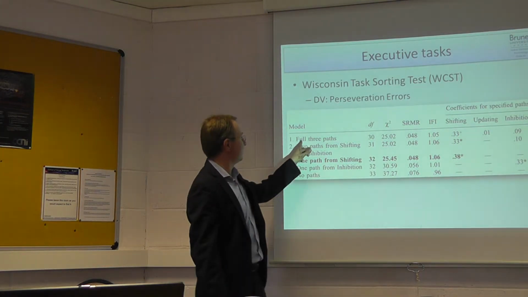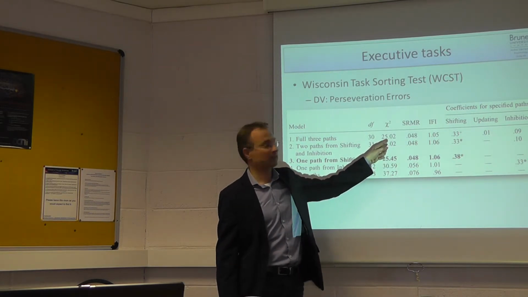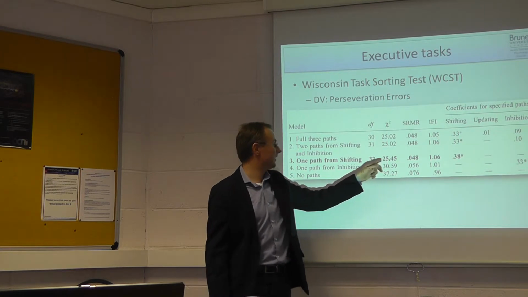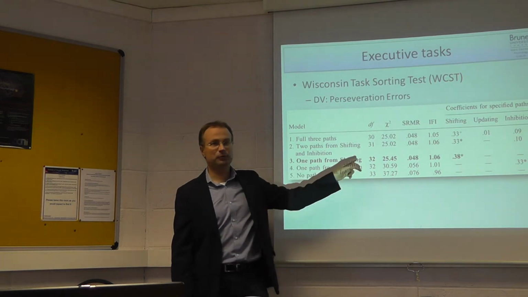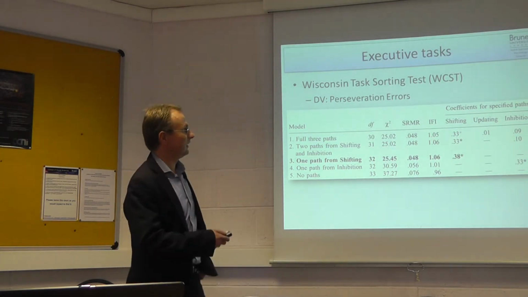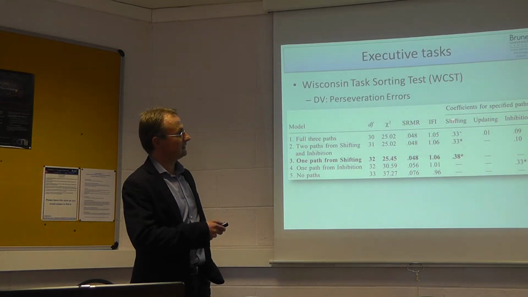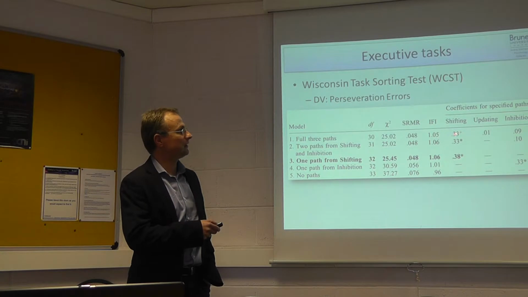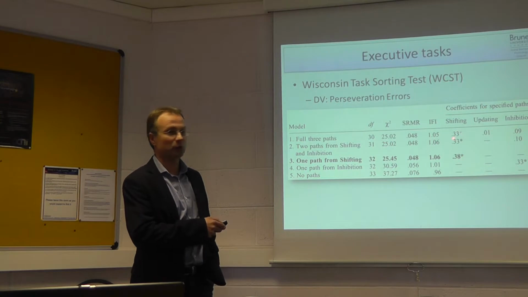So you may have a model with all three paths. This explains the data pretty well, slightly better than this one, but not significantly. But it's much more efficient to only use that model, to say, okay, there's only one path from shifting to explain the performance in the Wisconsin card sorting test, rather than having to assume other factors as well. And here are the coefficients for the three concepts, and you see the other two, updating and inhibition, contribute only very little, while shifting contributes most. This is again a bit like the factor loadings, like slopes in a regression.